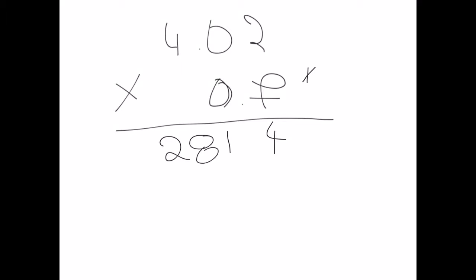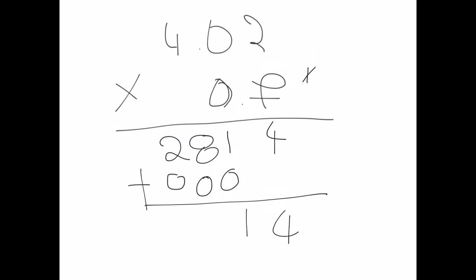0 times 2 is 0. 0 times 0 is 0. 0 times 4 is 0. Now we add them. 4, 1, 8, and 2. And we have 2 and 1, and we add them up, and it's 3. So we put our decimal point behind the 2, and our answer is 2.814.